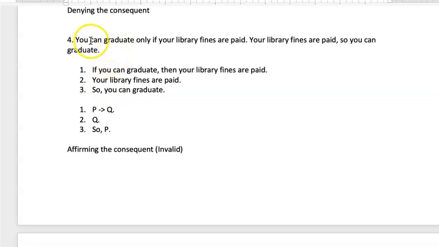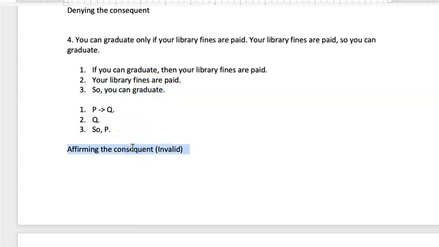All right, number 4. You can graduate only if your library fines are paid. Your library fines are paid, so you can graduate. If you can graduate, then your library fines are paid. Remember, we put it in that if, then. And your library fines are paid, so you can graduate. You can see that this is affirming the consequent. If P, then Q, Q, right? It's affirming the second part of the sentence, which is the consequent. So P. This is an invalid form.